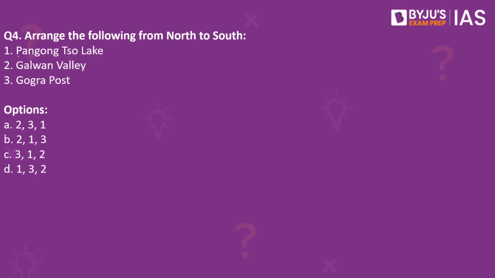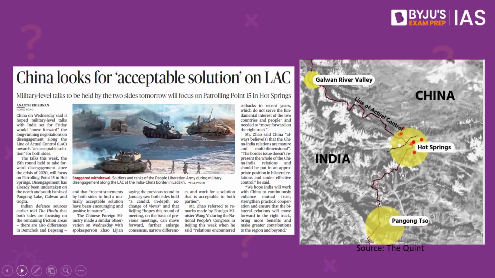Number 1, Pangong So Lake. Number 2, Galwan Valley. Number 3, Gogra Post. What is the context? We've been reading about India-China border clash along the line of actual control. And according to this article in the Hindu newspaper today, China is looking at an acceptable solution with respect to the tensions along the LAC in the upcoming military level talks between India and China. And it is in this context that we've taken this question.